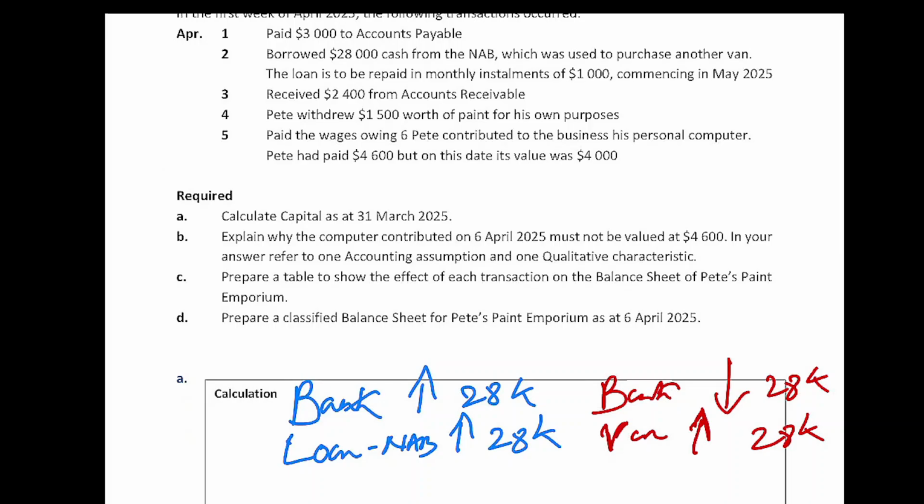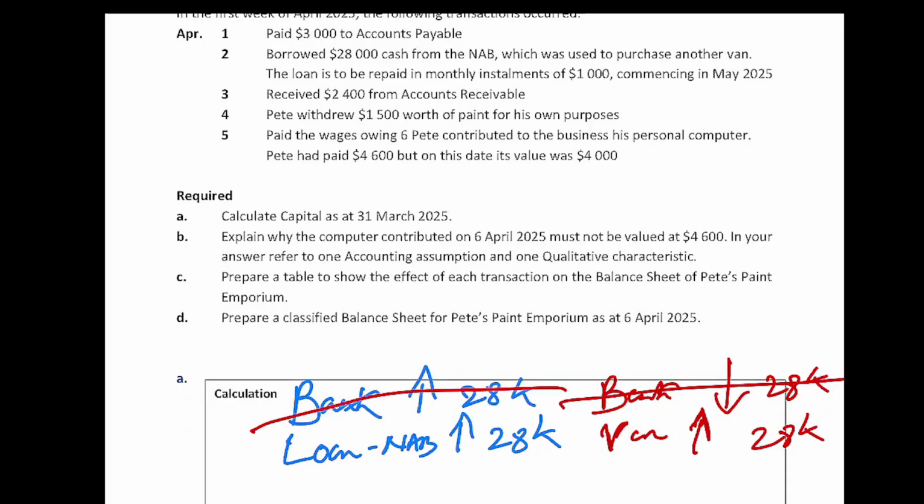Your bank decreases. That means you can ignore the bank. Why? Bank increases 28, again decreases. That's what you are saying, neutral. Bank is 0. Net effect is 0. At one moment it increases, the other moment it decreases. So you don't have to worry about bank. Just write the net impact. What is the net impact? Loan increases 28k and van increases 28k. Got the point, guys?